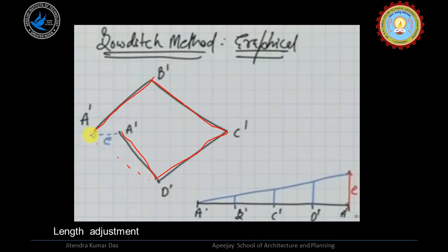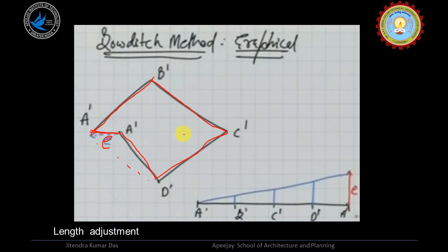So practically it should be closed, but it is not closed due to several length errors. So A and A dash have a certain amount of difference. Measure the horizontal distance, and suppose this is E. Measure the distance between these two, and it is E. So how can we do this adjustment? That is a length adjustment. It is very important to understand.